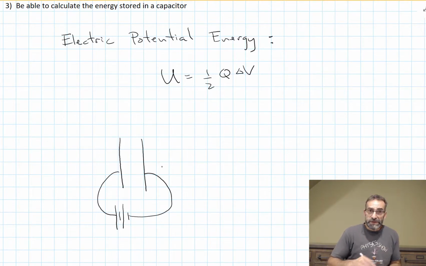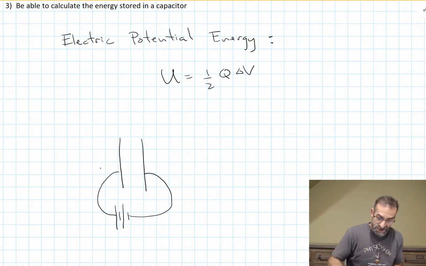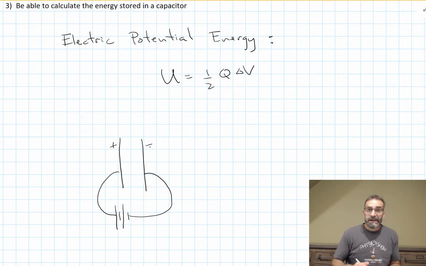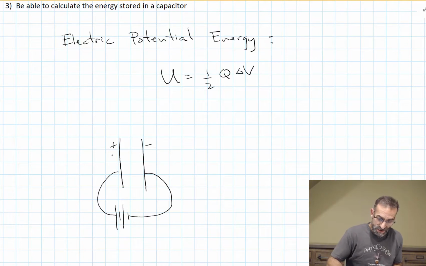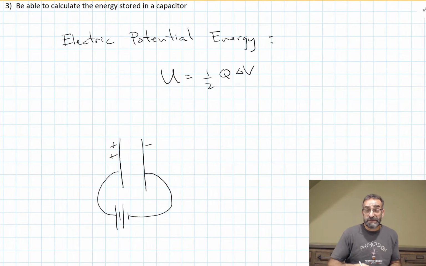When we moved the first charge between the plates, we did no work because we weren't fighting any charges that were already at that location. When we moved the second charge, we had to do a tiny bit of work because we were pulling an electron off of a plate that was positively charged. And we pushed it onto a plate that already had an electron on it, so it was repelled by that electron. So we had to do a little bit of work.